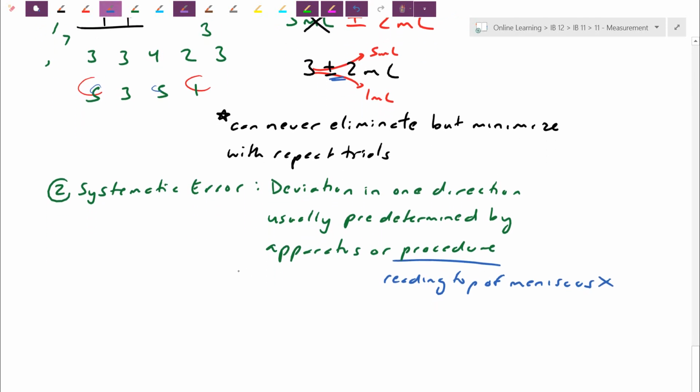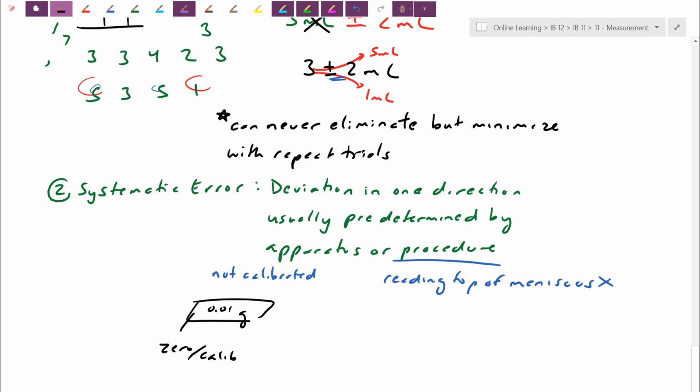The apparatus itself could be not calibrated. That could be as simple as taking an electronic balance here. At first, when it says grams, when nothing's on it, it should say 0. Sometimes, based on whoever was using it last, it may be something off 0. There's usually a 0 button, or there's usually a calibrate. They sometimes actually call it a tare button as well, T-A-R-E. And those ones there, you basically press calibrate to reset the scale to 0 so that you can put your actual masses on top of it.